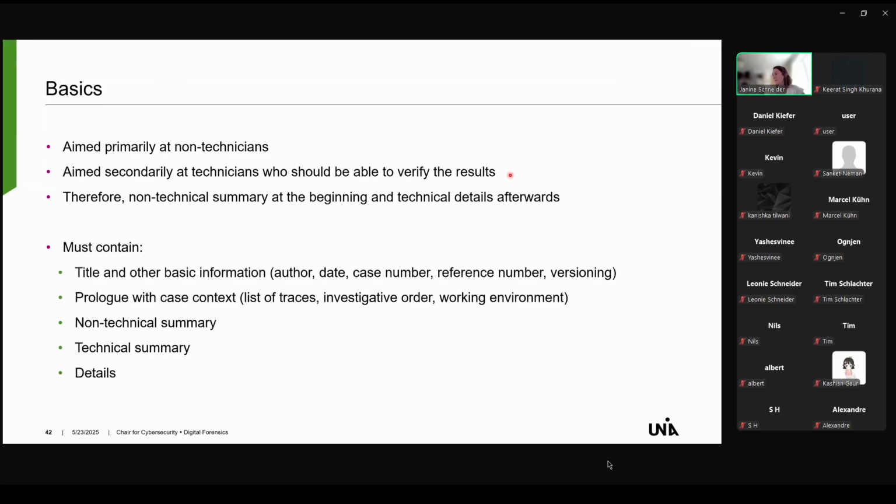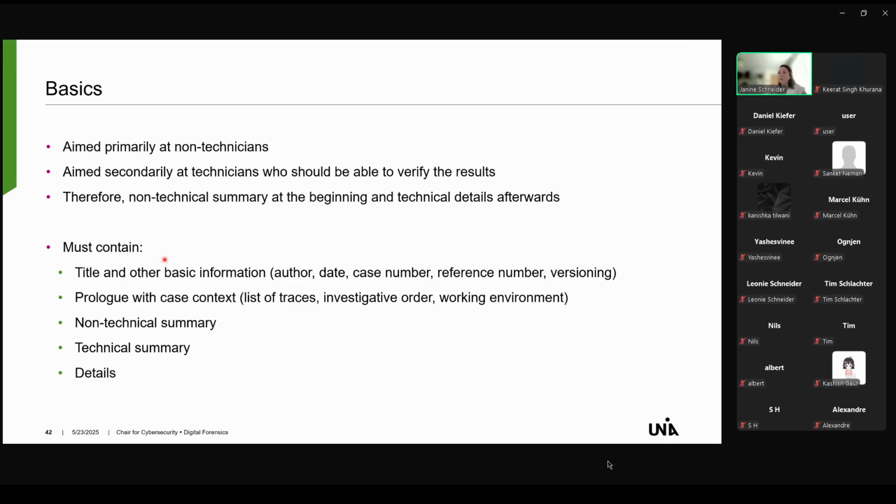So it's aimed primarily at non-technicians and secondarily at technicians who should be able to verify your results. For example, special force police persons should be able to verify your results if they have technical knowledge. And therefore, you usually have a non-technical summary at the beginning, and technical details afterward.